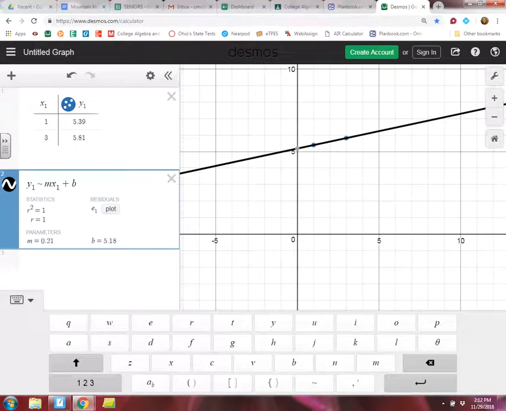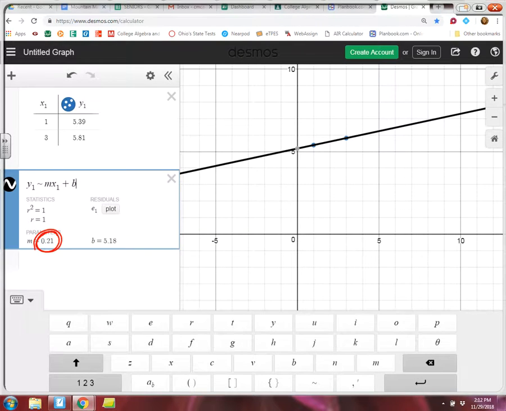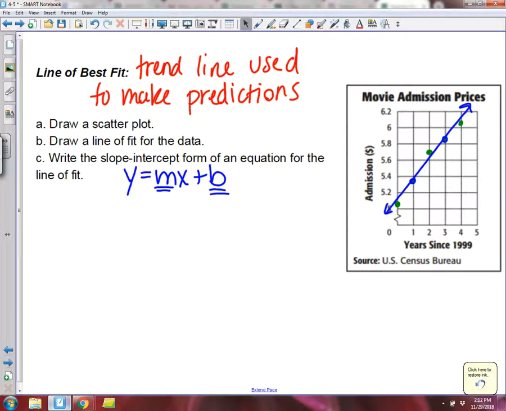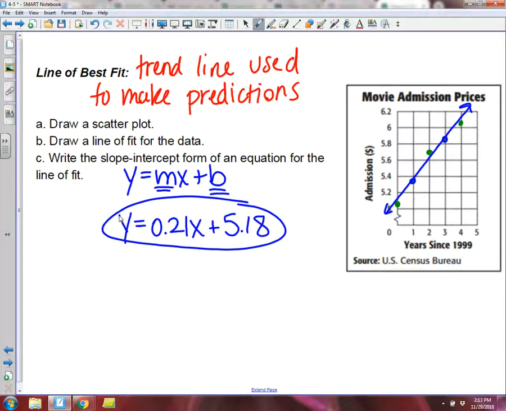If you look, you see how it tells me what the m is? And it tells me what the b is. So all you have to do now is go back to your paper and write this in y equals mx plus b form. Okay, so go back, and here's where I'm going to need somebody to read this back to me, okay? Y equals, and there's your equation. Pretty awesome, right?